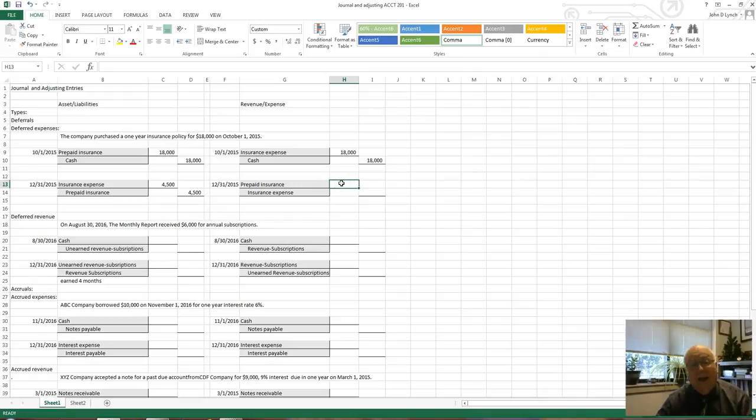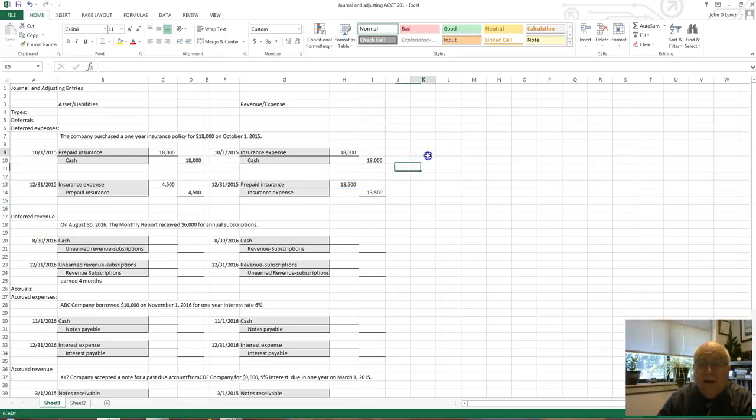Now, on the revenue expense approach, the question's a little different. We'll still divide it by 12, but the question on this one is not how much have we used, but how much is still unused, or how much will go into the next time period. Okay, so that is going to be, since we've used 3 months of it, we still need 9 months into the next time period. Okay, and that gives us 13.5.